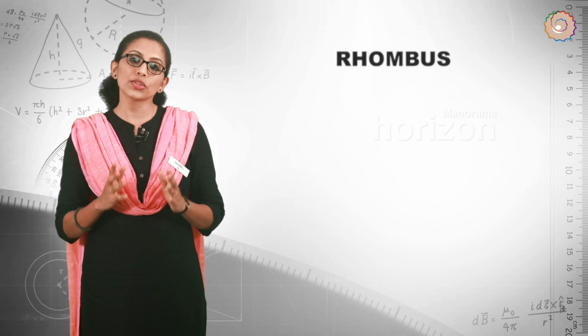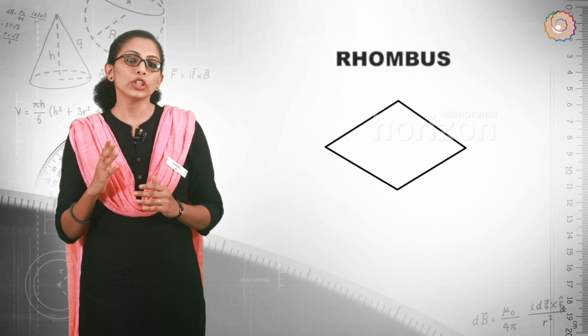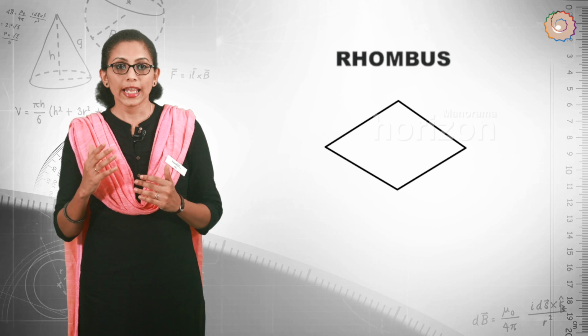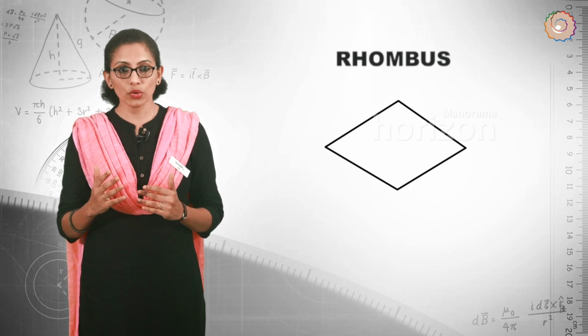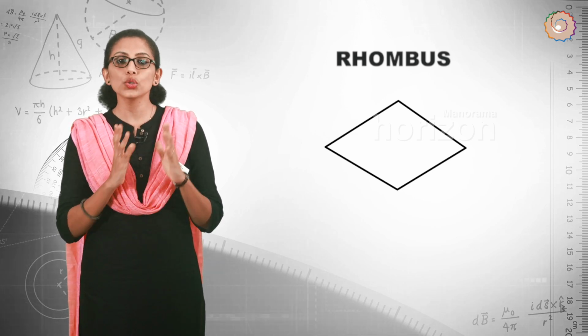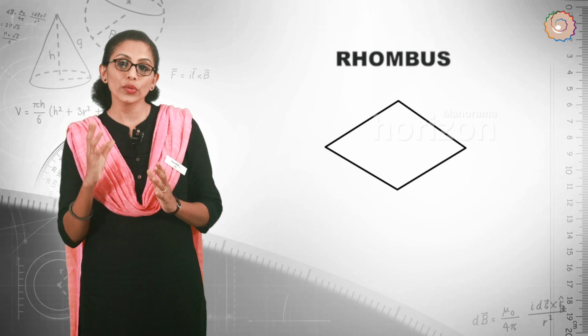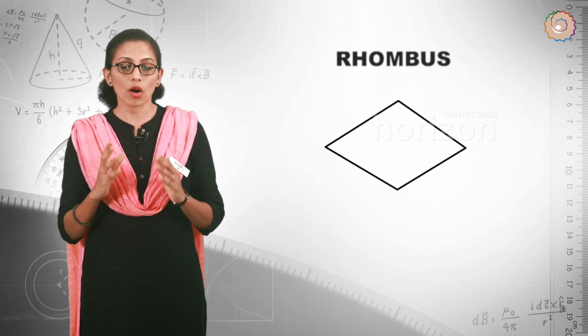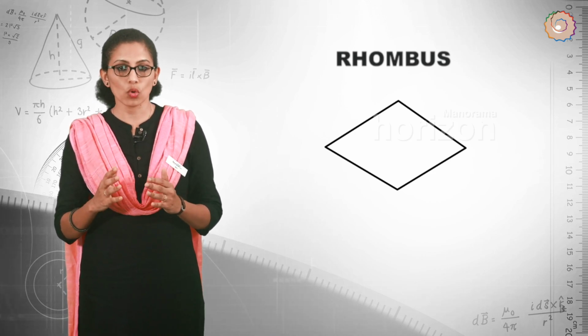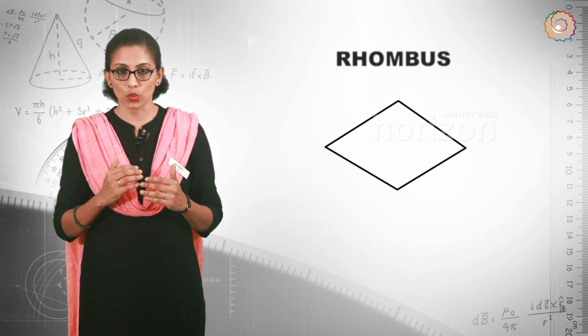Next quadrilateral, rhombus. A rhombus is also a parallelogram but with all sides equal. In other words, a parallelogram that shows resemblance to a square as regards to its length of the sides is called a rhombus. Here also, opposite angles of a rhombus are equal.